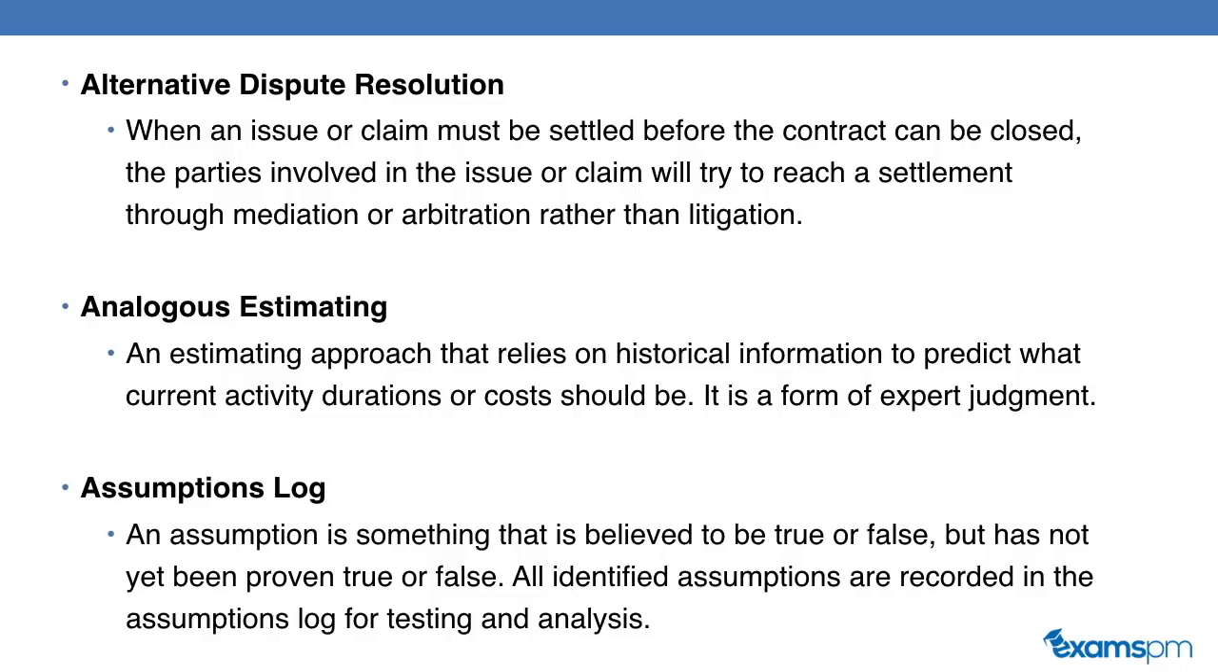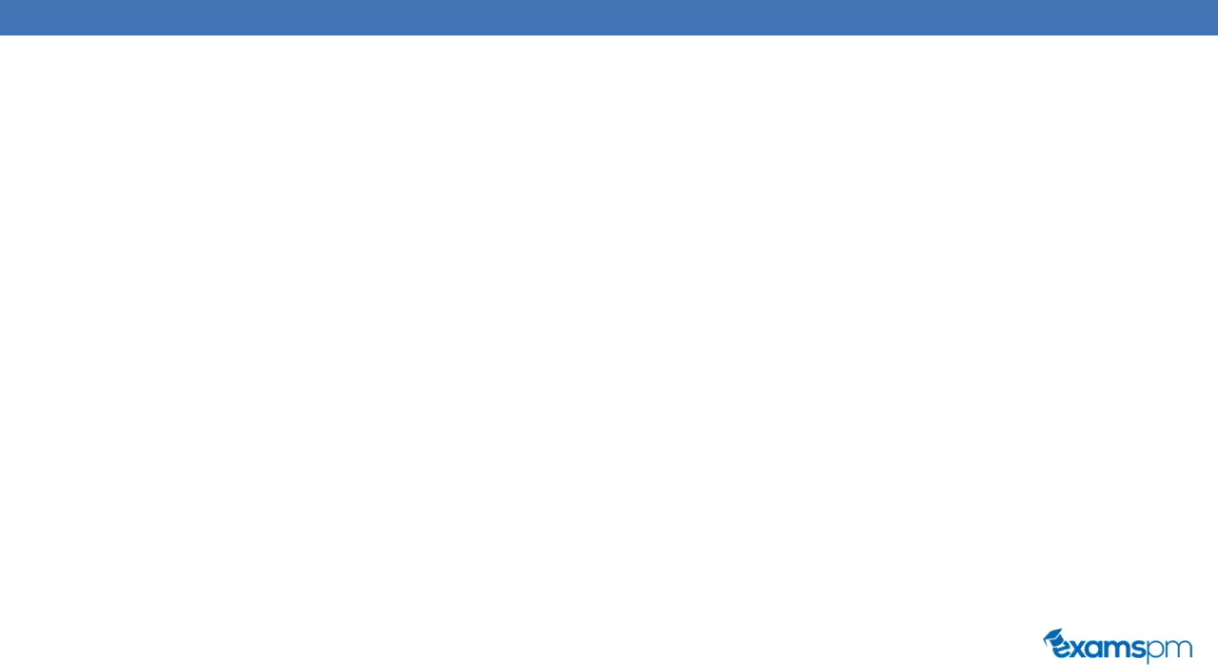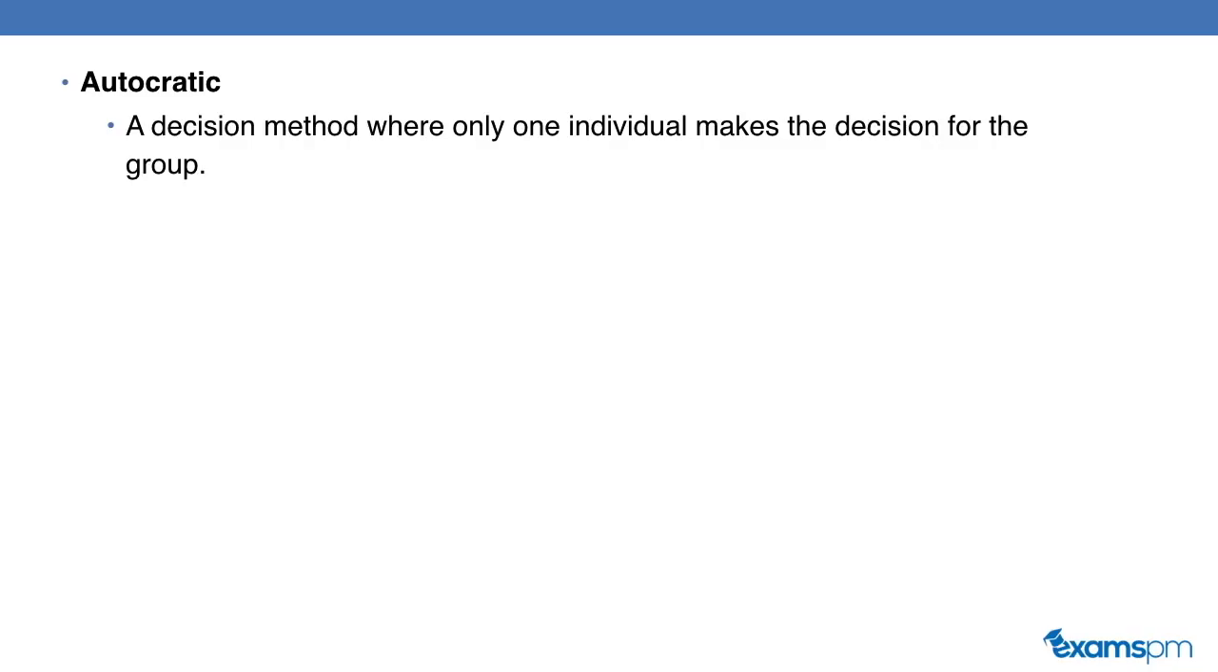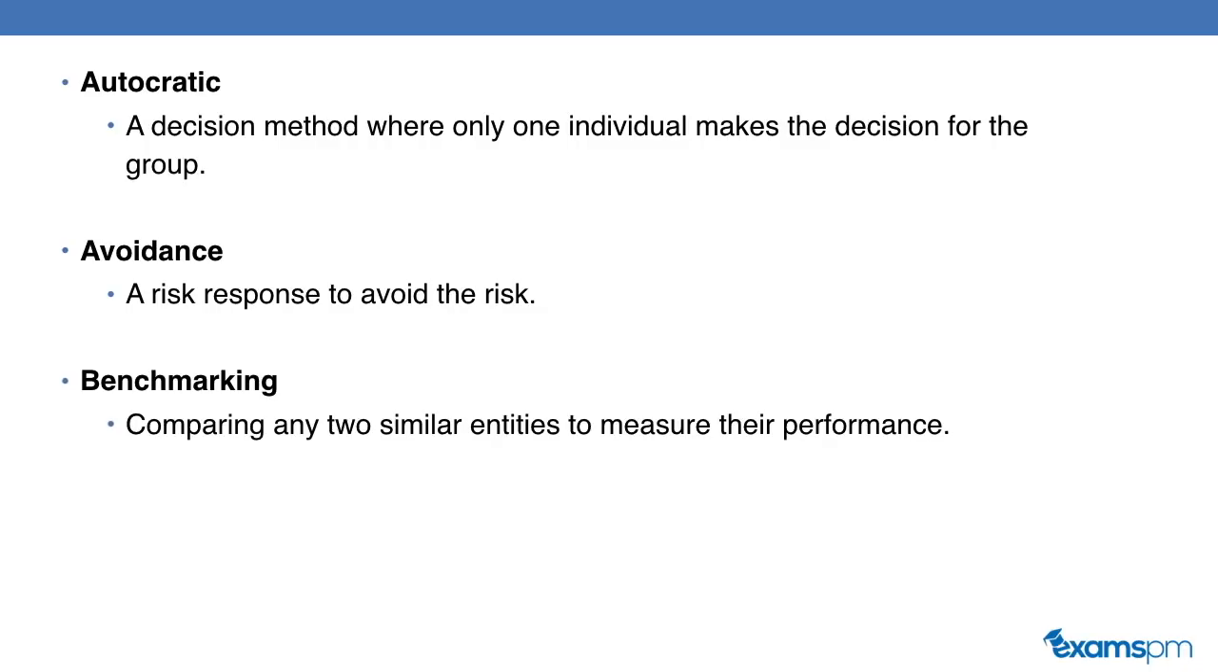Assumptions log. An assumption is something that you believe to be either true or false, but you can't prove whether it's true or false yet. You want to document all of your identified assumptions in the assumption log for testing and analysis. Autocratic. A decision method where only one individual makes the decision for the entire group. Avoidance. A risk strategy that avoids the risk.